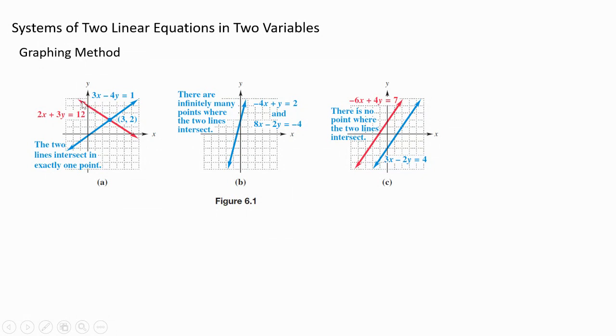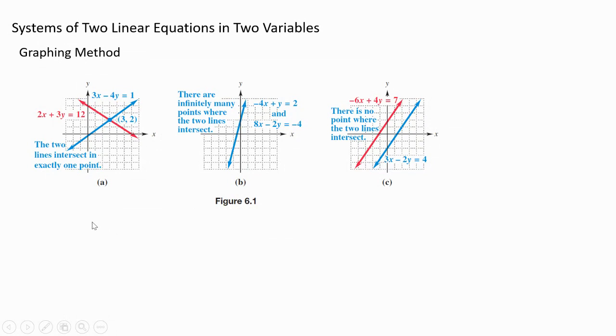You see, guys, when it's one solution, it means the lines cross at exactly one point. So for those two systems, the solution will be (3, 2), right? Because that's where they cross. This one means infinite solutions, which means it's a line on top of another line. And the one here on figure C means that the lines will never intersect. So this one will be no solution on figure 6.1C. The lines are parallel, they will never intersect.